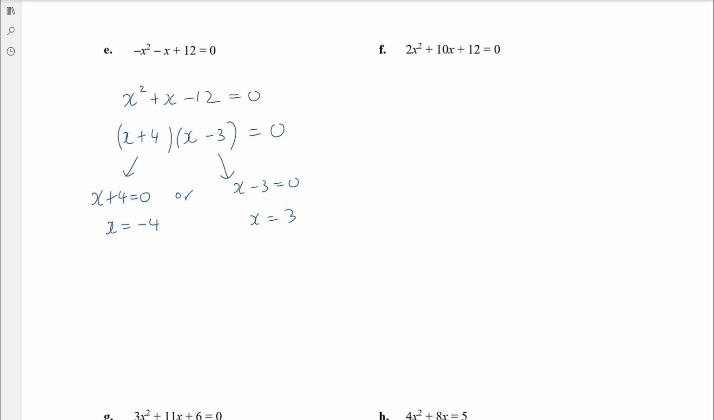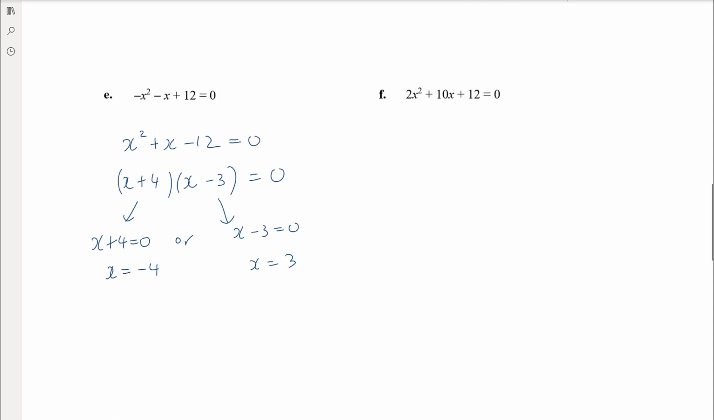Okay, part F, again, looks like a non-monic, we've got 0 on one side, we're trying to factorize the other side. It looks like a non-monic quadratic, but there's a common factor of 2. Now we could factor out the 2 and leave it on the left-hand side, but again, because we've got the equation equal to 0, it's much easier to just divide both sides of the equation by 2. So we're dividing by 2, and then we can get rid of it.